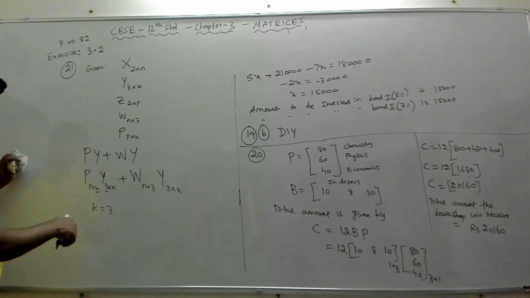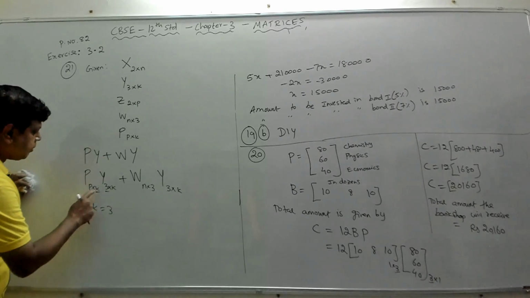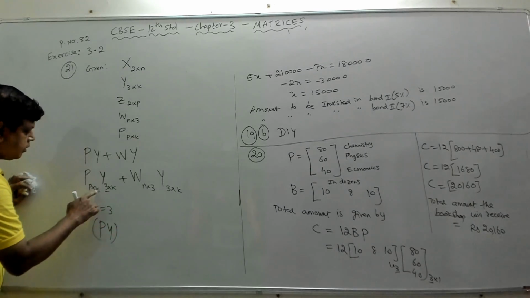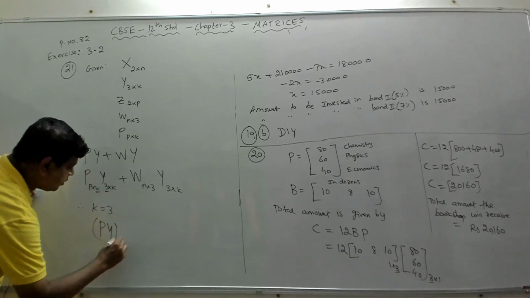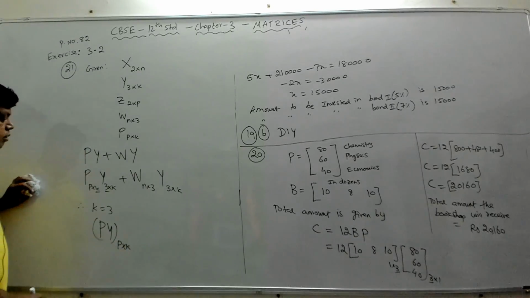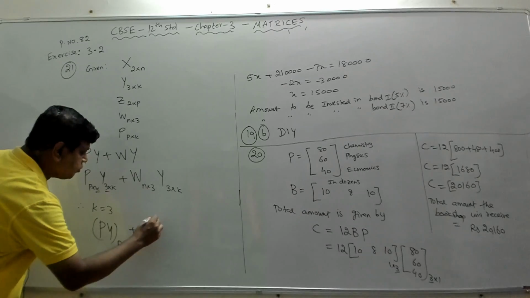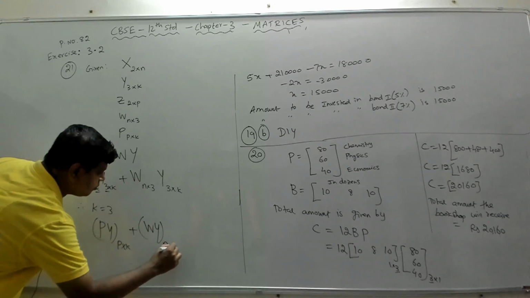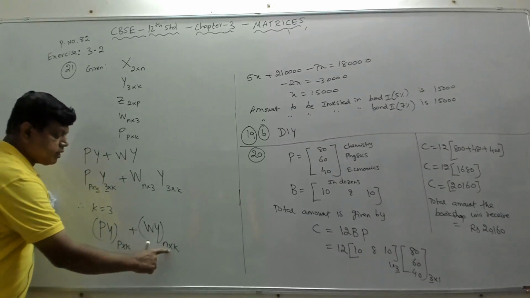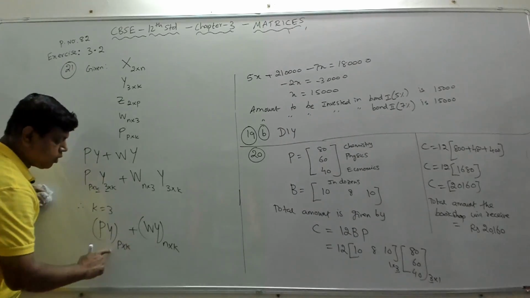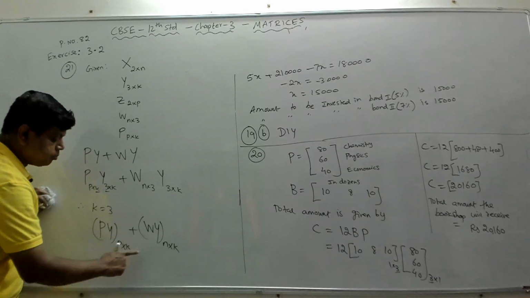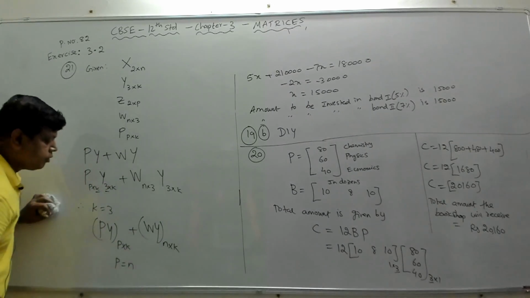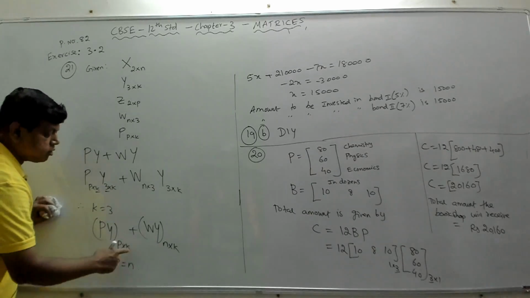The next condition is, when I multiply P into Y, the PY matrix order will be, these two will go, you will get P cross K. And if you multiply the WY matrix, that will be n cross K, these two threes will go. Now this is P cross K, this is n cross K. If we want to add these two, the order should be the same, which means P should be equal to n.